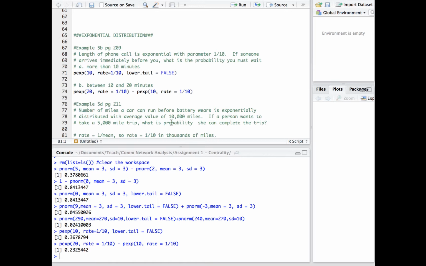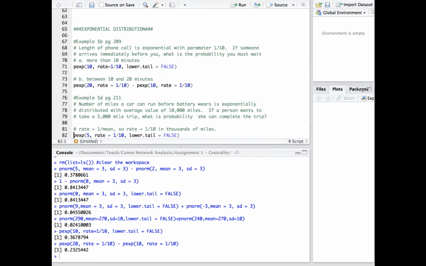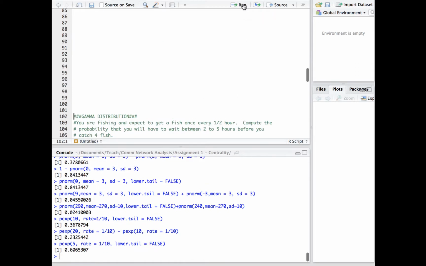Instead of dealing with these really large numbers, I'm just going to do my problem in thousands of miles. So the rate parameter is 1 over 10,000 miles, so 1 over 10 is the rate parameter. Then the probability I'm going to look for is the probability that I am greater than 5,000 miles using this rate parameter. That is the probability that the battery is not going to wear out before 5,000 miles. And when you look at that 0.606, you can match that up with the result in your book.